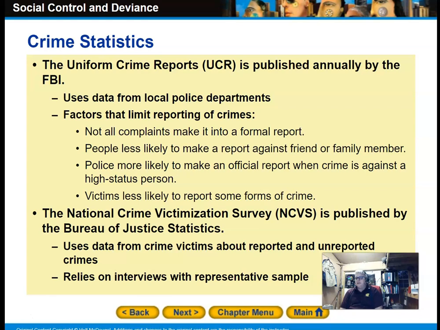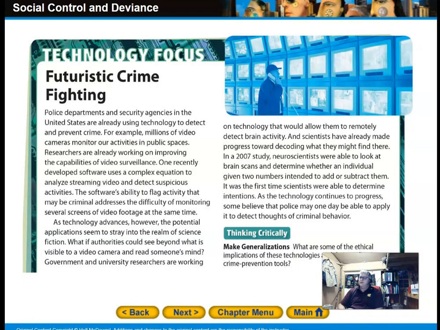The National Crime Victimization Survey is published by the Bureau of Justice Statistics. It uses data from crime victims about reported and unreported crimes. It relies on interviews and representative samples using statistical analysis.